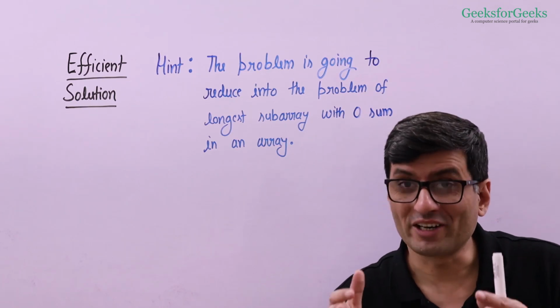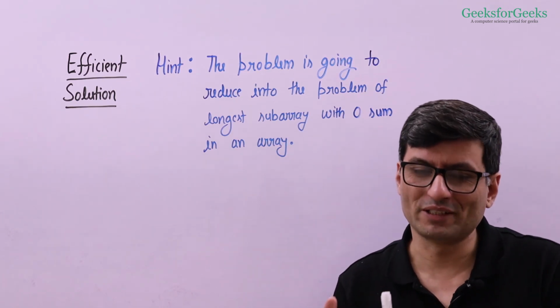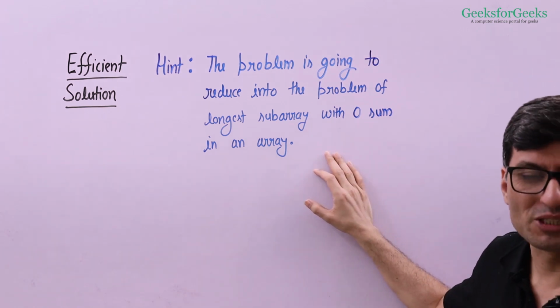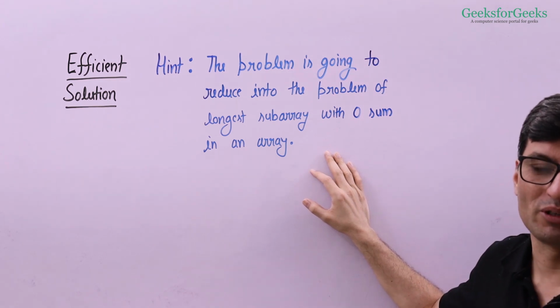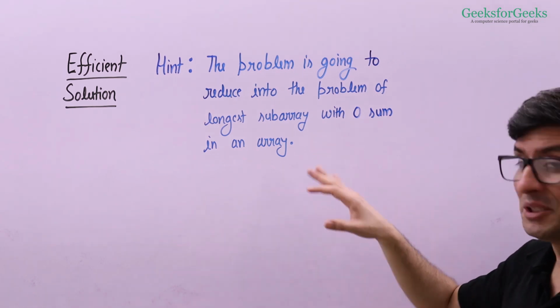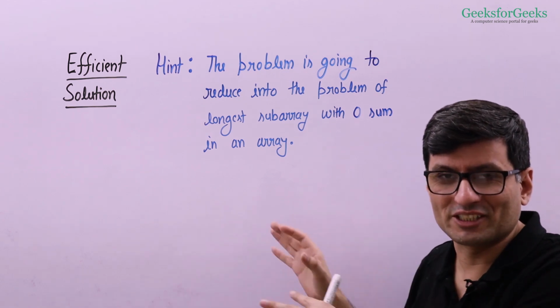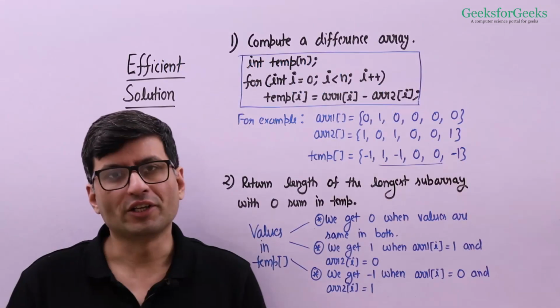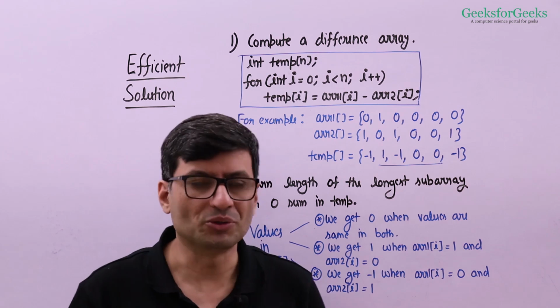Let me give you a hint first before I talk about the efficient solution. The hint is we are going to reduce this problem into the problem of longest sub-array with 0 sum in an array. Please pause this video now after this hint and try to solve this problem with this hint in linear time. Here are the steps of the efficient solution.